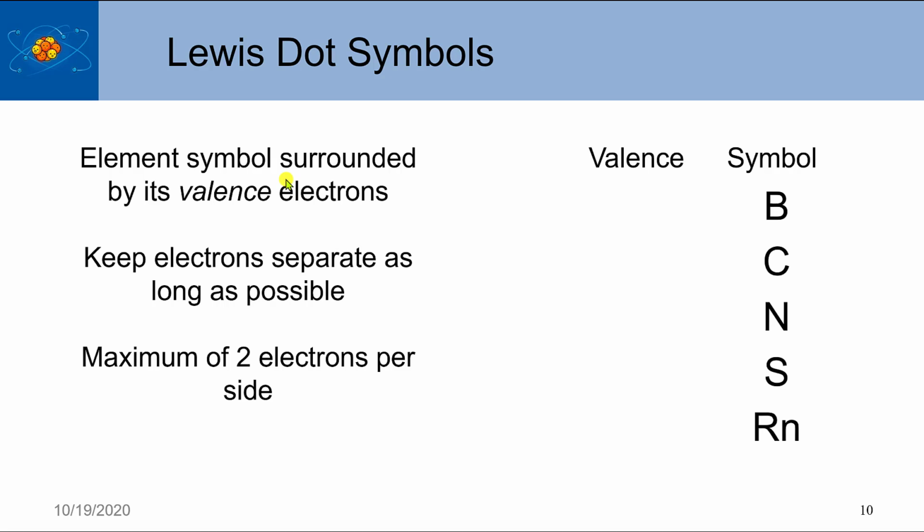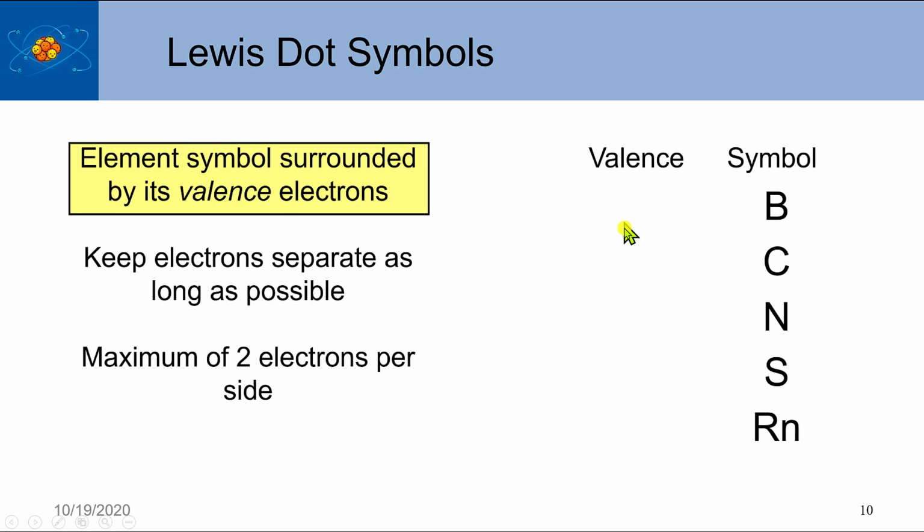So before we get into our detailed discussion of the formation of ionic bonds, the first thing to cover in Lewis structures is typically something called the Lewis dot symbol. The Lewis dot symbol is based on the element symbol, surrounded by its valence electrons. The rule is this: as you put the electrons around the atom, it's kind of like Hund's rule. You don't pair electrons until you have to.